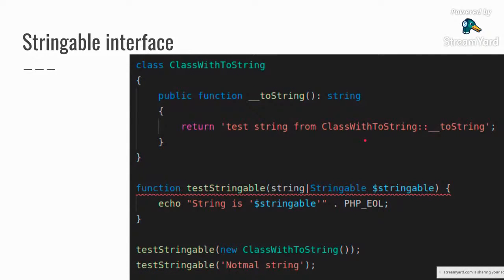Now, a question might be, if Stringable is the interface, we have not implemented that interface. So PHP does it internally. If a class has an underscore toString method, PHP internally will implement Stringable. So we need not explicitly implement that interface. That will be done internally.